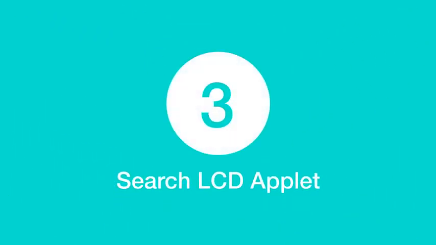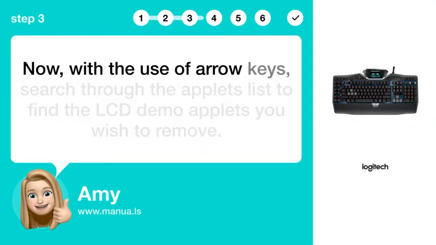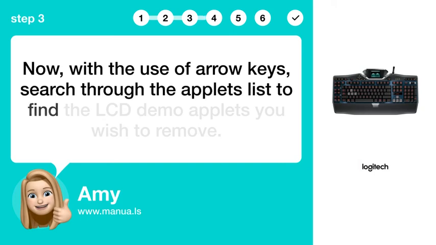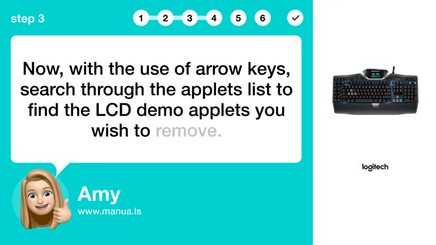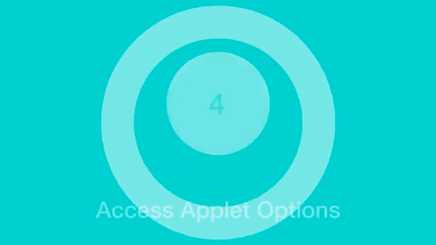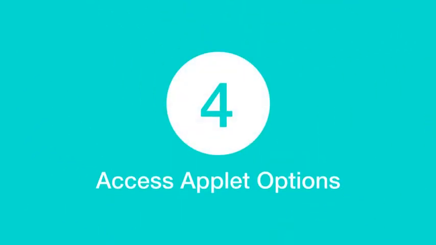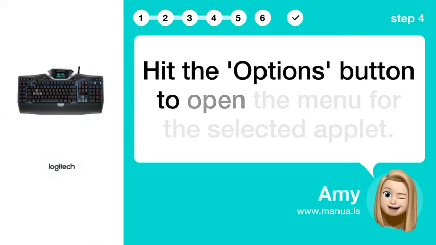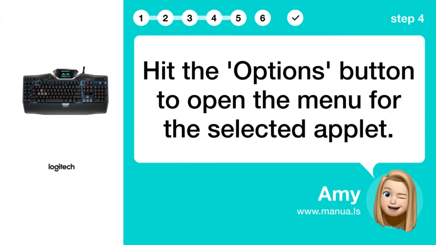Step 3. Search LCD applet. Now, with the use of arrow keys, search through the applets list to find the LCD demo applets you wish to remove. Step 4. Access applet options. Hit the Options button to open the menu for the selected applet.